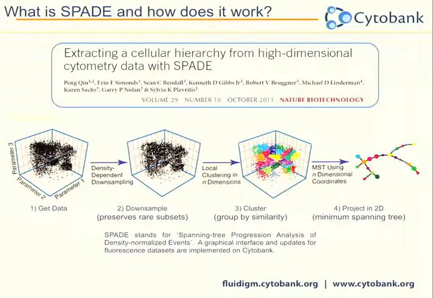However, at this point, if you have your data in high-dimensional space, SPADE then creates this minimum spanning tree visualization, which allows you to lay this flat on a page, so you're able to look at the different clusters as well. You can think of it as a heat map, which also has a lot of biological information built into it.